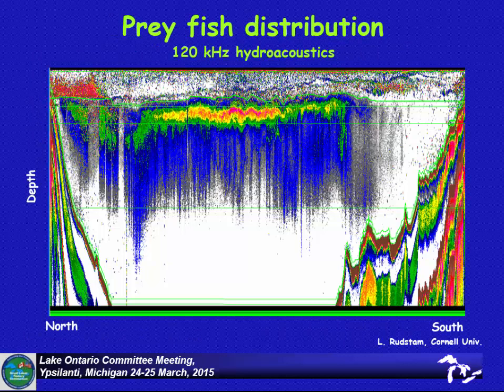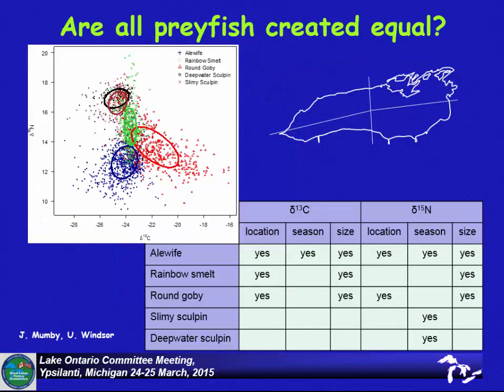So again, I alluded to this earlier. This is a prey fish distribution in an echogram, the thermocline occurring right here, and the concentration of fish below it. So again, the prey fish are varying in space and in time.